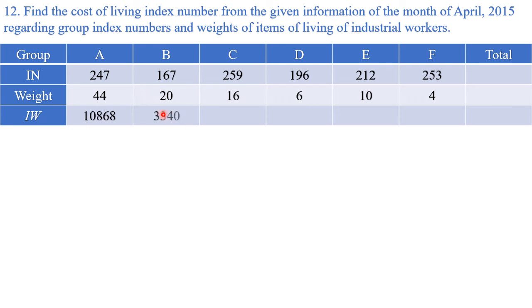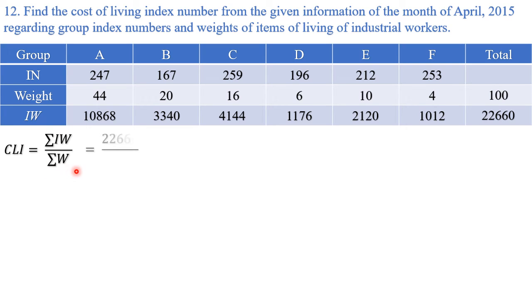167 multiplied by 20 is 3340. 259 into 16 is 4144. 196 into 6 is 1176. 212 into 10 is 2120. 253 into 4 is 1012. Make a total of the weight here, which is naturally 100, and make a total of the IW here, which is 22,660.